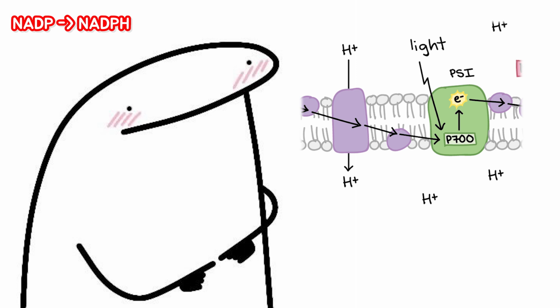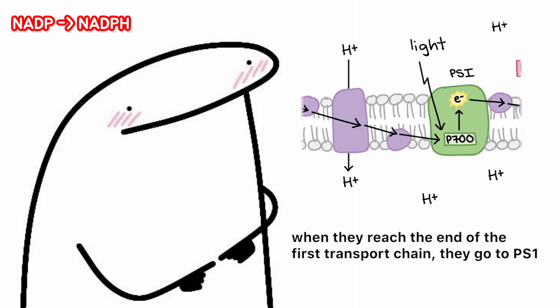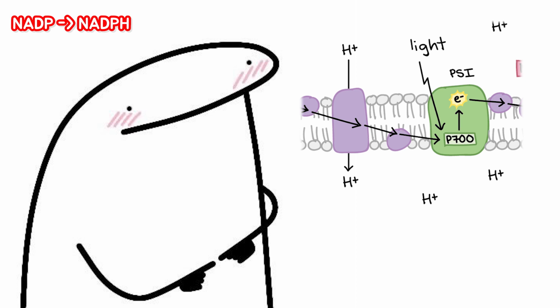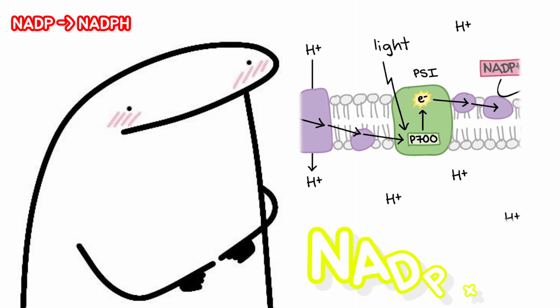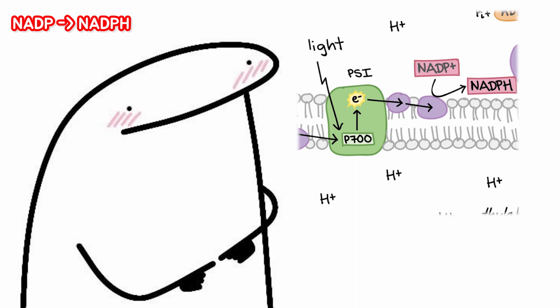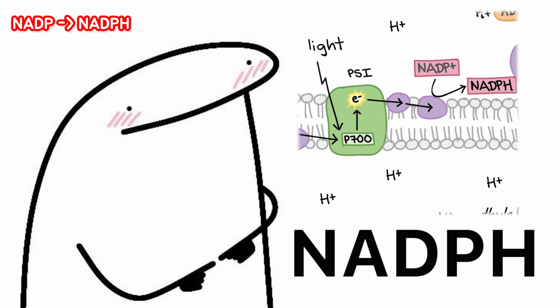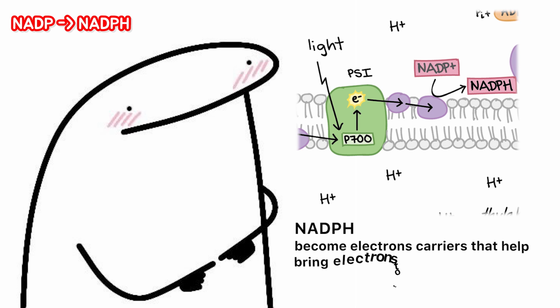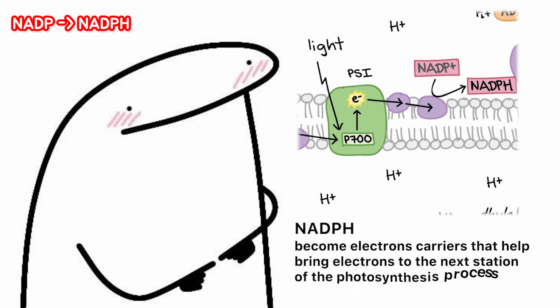Now back to the traveling electrons. When they reach the end of the first transport chain, they go to photosystem 1, and when they reach it, they absorb light and get excited again. Then they move on to the next transport chain. However, while the electrons travel this time, they attract something called an NADP+. When they attract an NADP+, they also attract hydrogen molecules, and those two merge together to become NADPH. And this NADPH then becomes an electron carrier that helps bring electrons to the next station of the photosynthesis process.